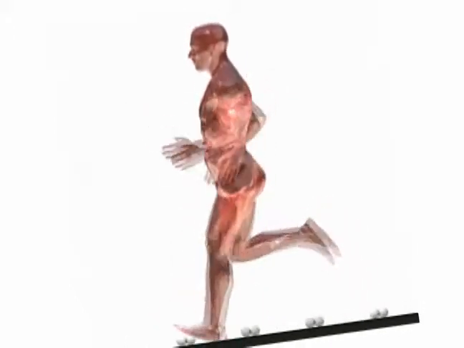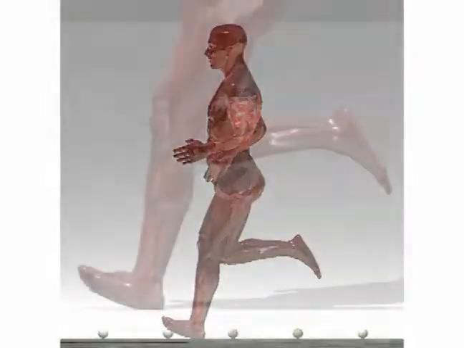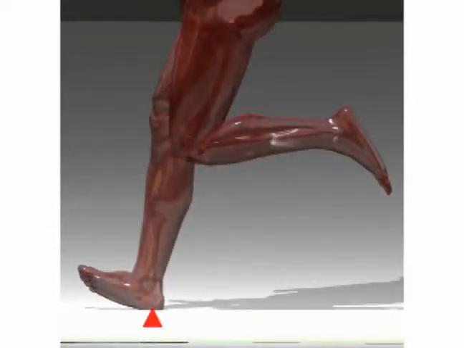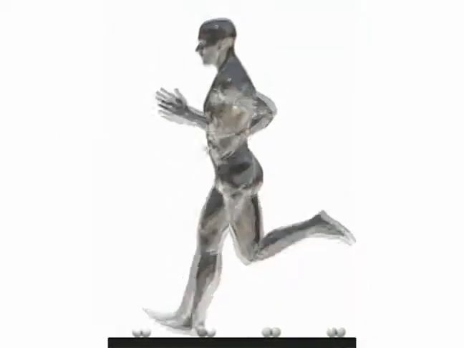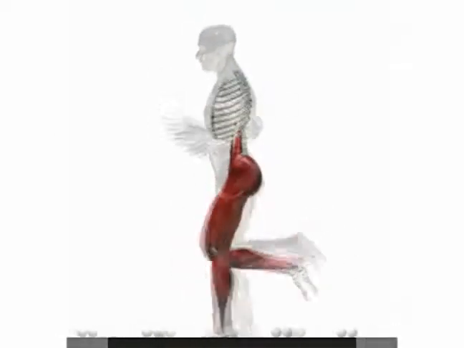Yet this is exactly what happens when, as we run even on a level surface, our foot strike is too far in front. So, how do we correct this problem? Well, it's easier than one might think. Let's look at a key element to do this.